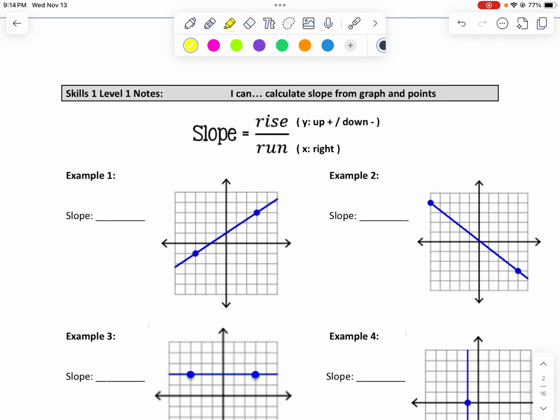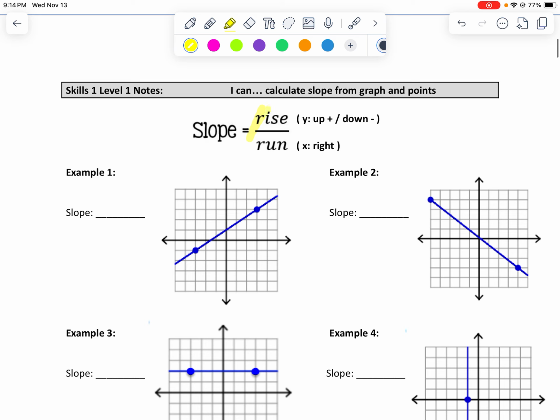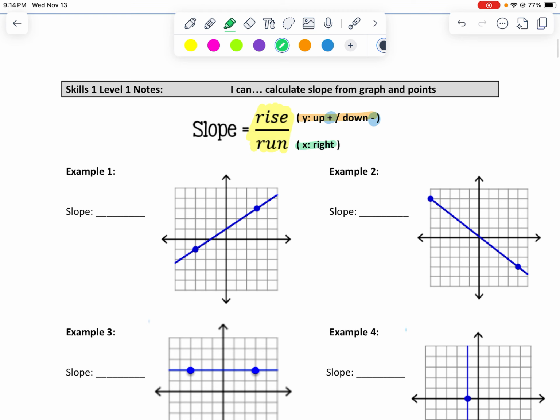So the first skill in level 1 is I can calculate the slope from a graph and its points. When we're talking about calculating the slope in this case, looking at a graph, we want to focus on rise over run, where the rise are your y values on your y-axis. So when we're going up, those are our positive values. When we're going down, those are my negative values. And then we have the run, which in this case we're going to go right however many.